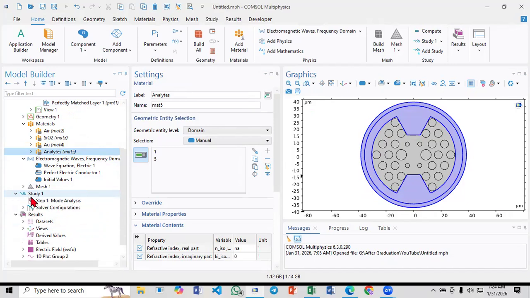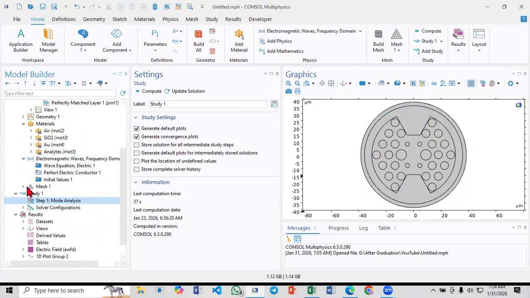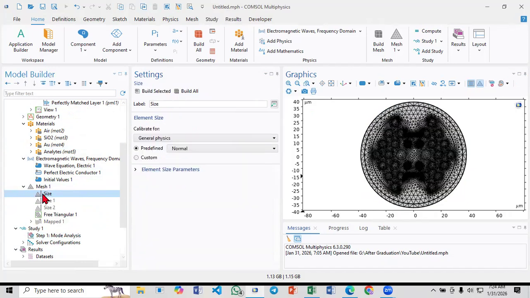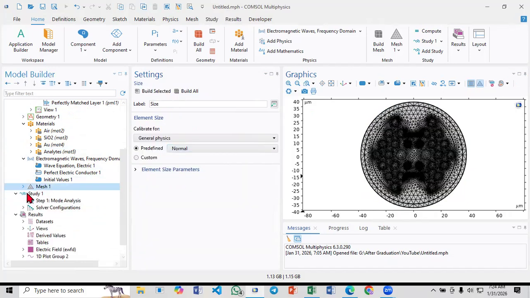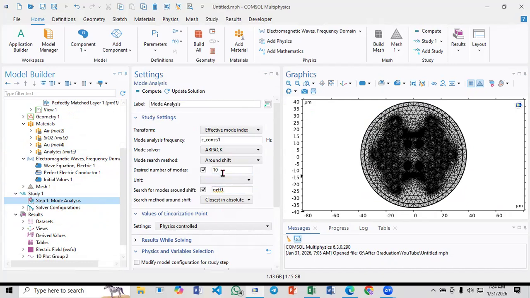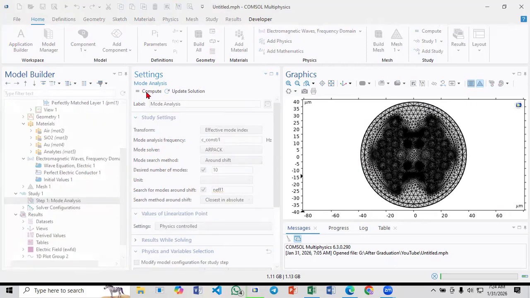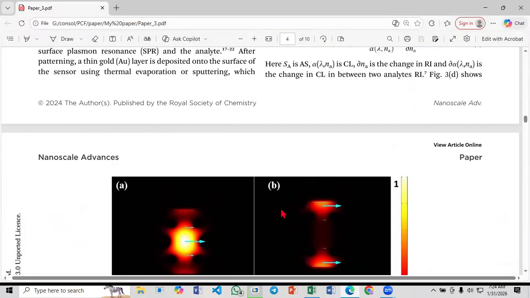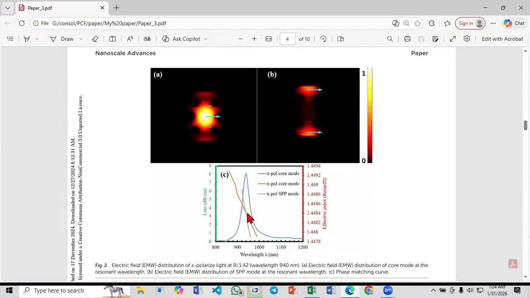So that's the thing. This is our analyte, and okay, now we can simulate it. Let me check the mesh size, it's normal. We are searching for 10 number of modes, so let's simulate it again. Just wait and see how it's working. We'll try to reproduce this figure today, so that we understand how we can perfectly reproduce this kind of figure.